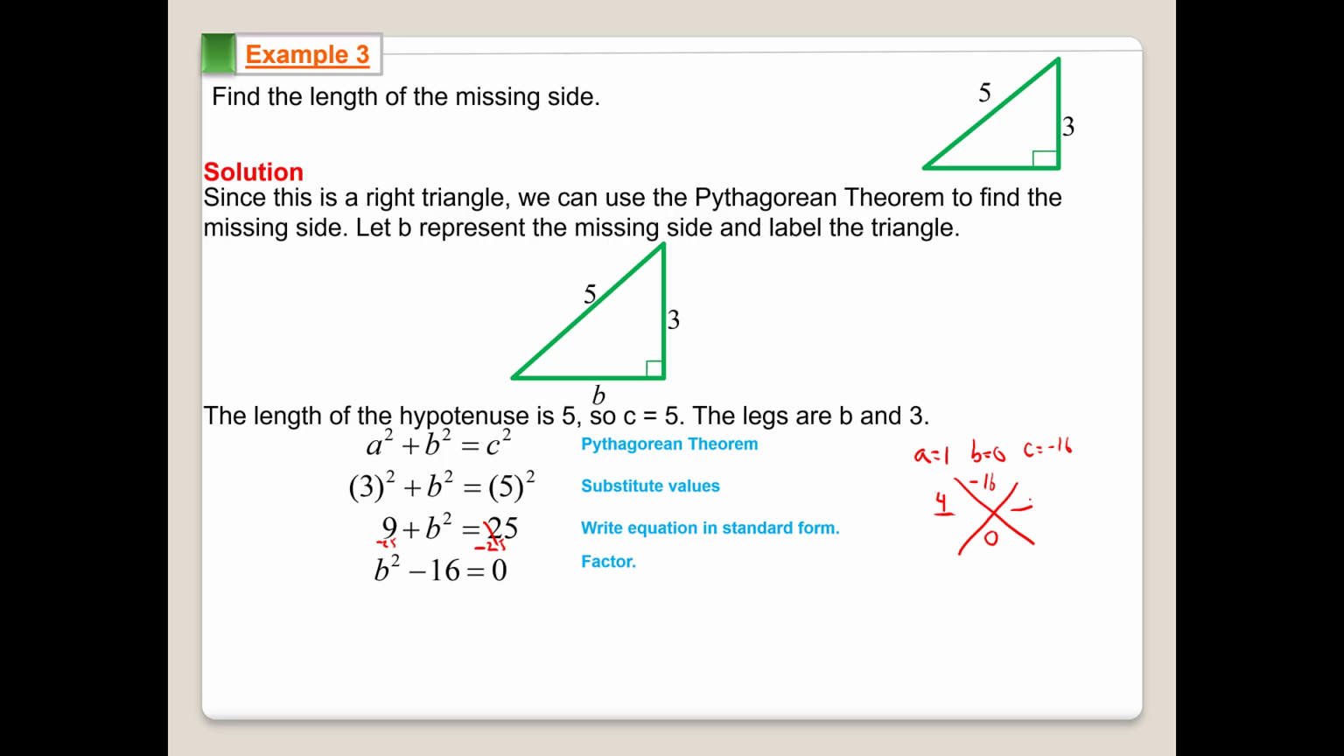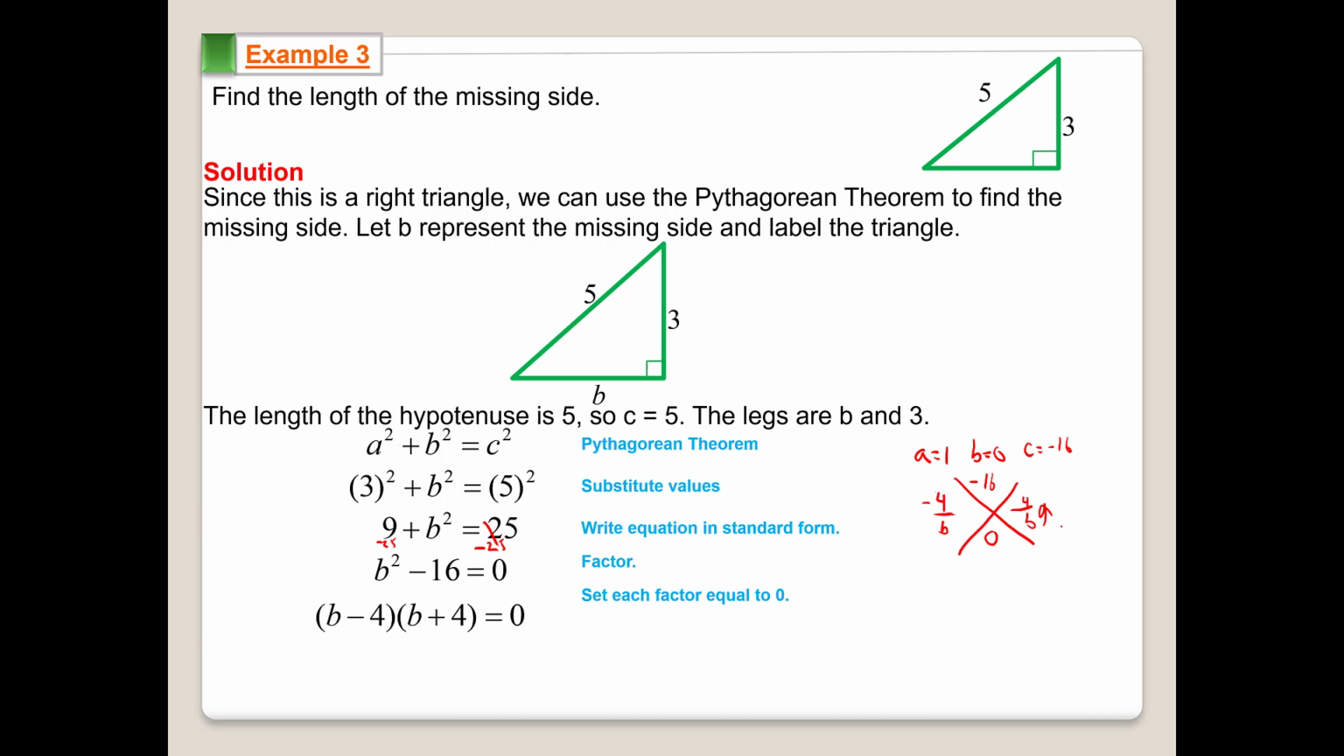Well, we know 4 times 4 gives us 16 when you multiply them together. And if we make one of those negative, that'll give us negative 16. And we add those together, negative 4 plus 4 gives us 0. That should be pretty easy to see. You do bottoms up, and we should get b minus 4 times b plus 4. That's exactly what they got when writing this out.